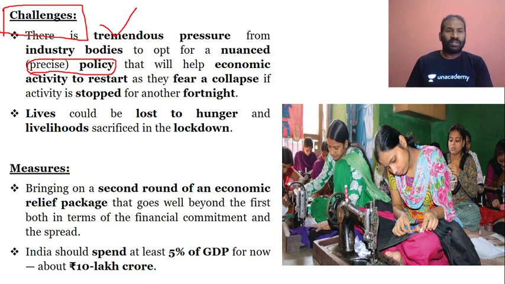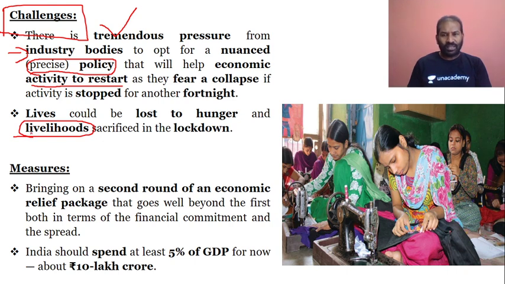So the industry body, the Confederation of Indian Industry, CII, wants a precise policy to be taken up by the government of India, which will help the economic activity or the business activity to restart, so that when the business activity restarts, there would definitely be job creation. Employment would come into existence. When employment comes into existence, people will again have money, and they will have confidence in the government. So the prime importance is life, but also the livelihood. Now you are getting the point.